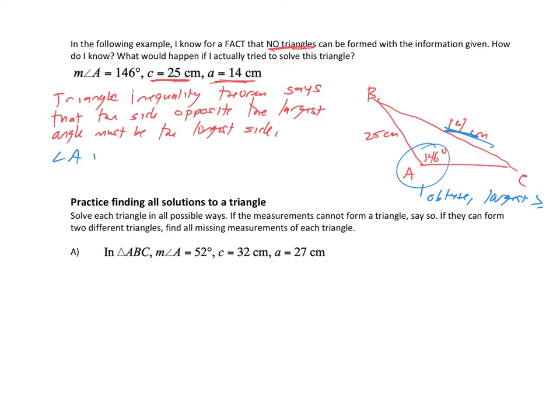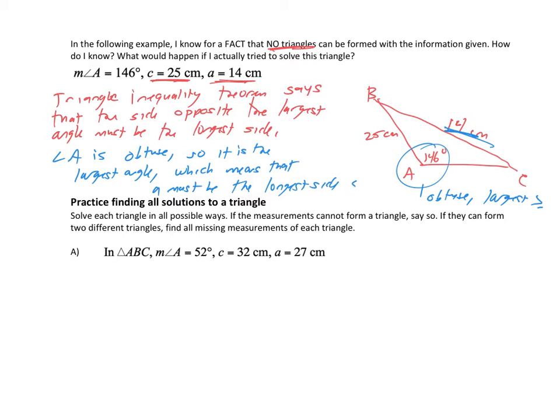So I'm going to write that down. Angle A is obtuse, so it is the largest angle, which means that A must be the longest side. So C cannot be longer than A, which is the case that we have. So we'll conclude in this case that this is not a triangle because it violates the triangle inequality theorem.